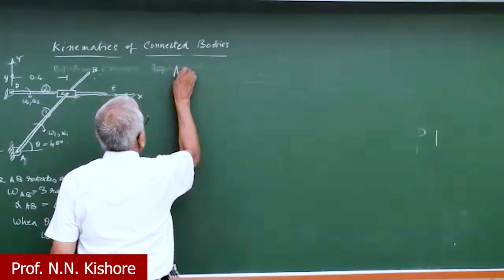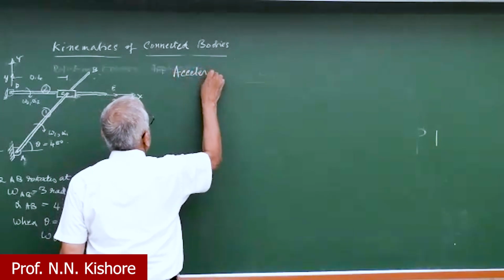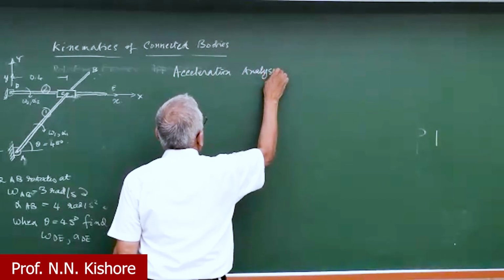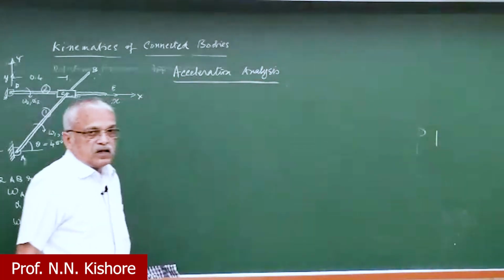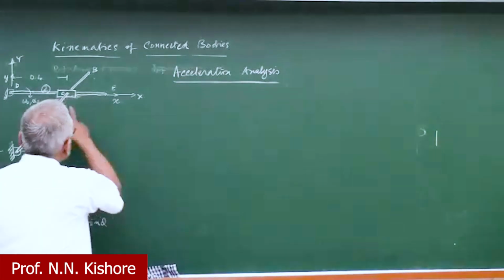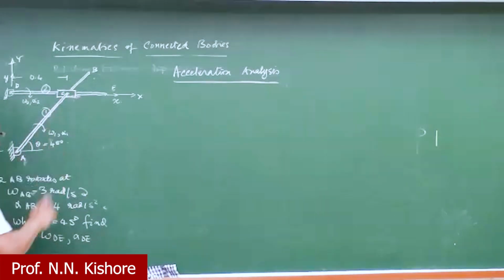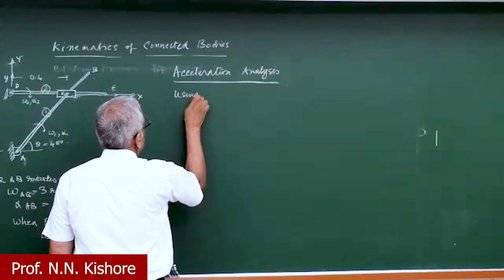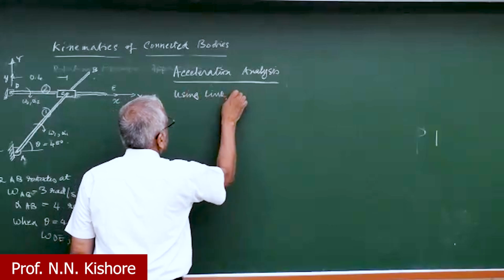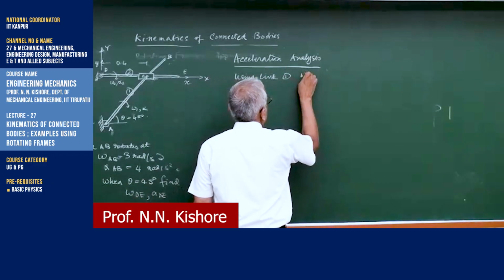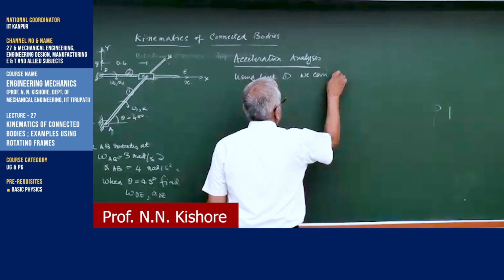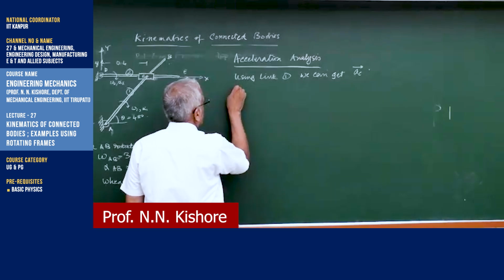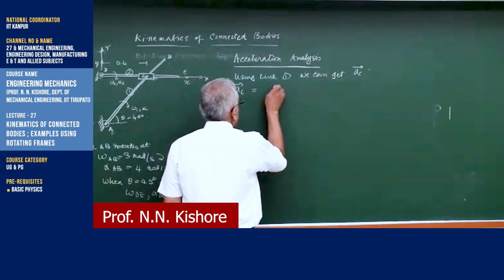So the acceleration analysis involves more terms. In the acceleration analysis, we can get to the point C using link 1. Using link 1, we can get the acceleration of C. Okay, so which means that the acceleration of C is what?